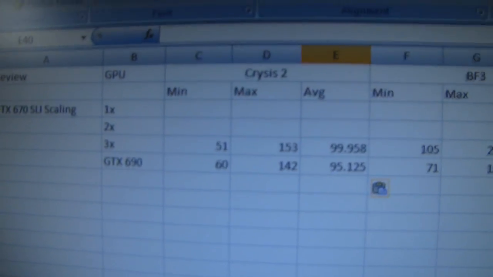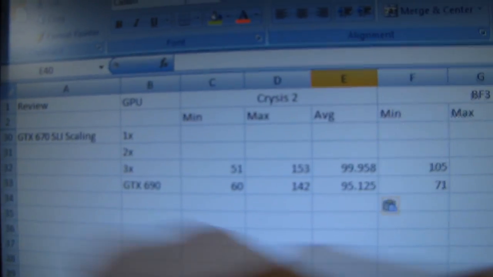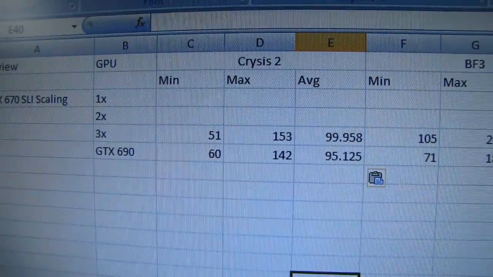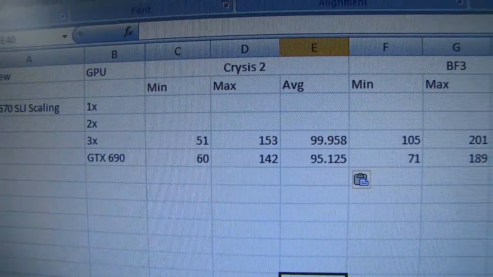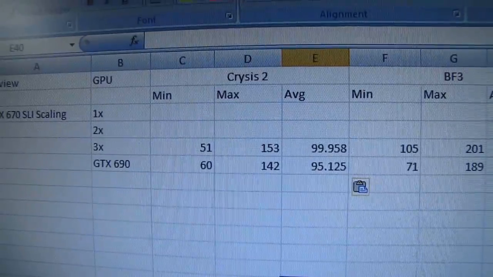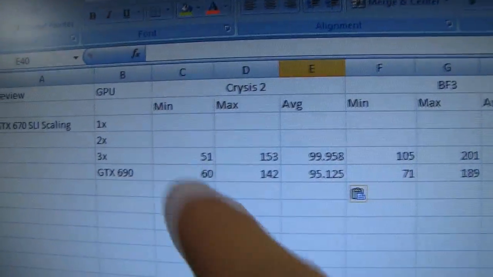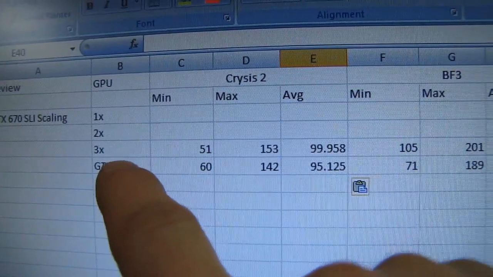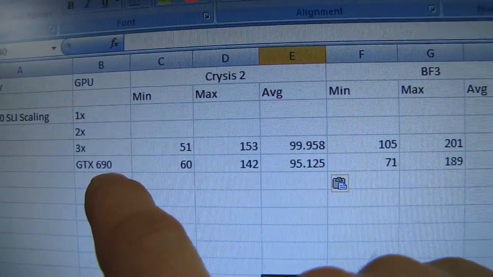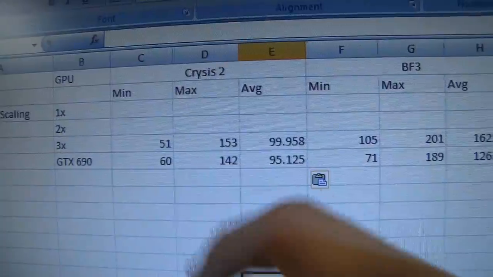So here we go. I actually have an upcoming video where I plan to do some GTX 670 versus Radeon 7970 scaling, which will be really cool. So 1, 2, and 3-way configurations for both, seeing how they compare. But for this one, we're just looking at 3x GTX 670s versus a single GTX 690. What is the better value proposition?